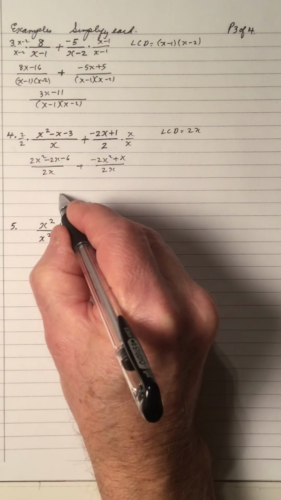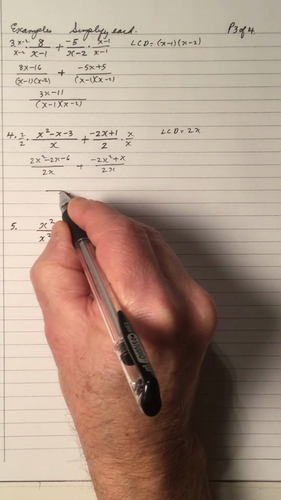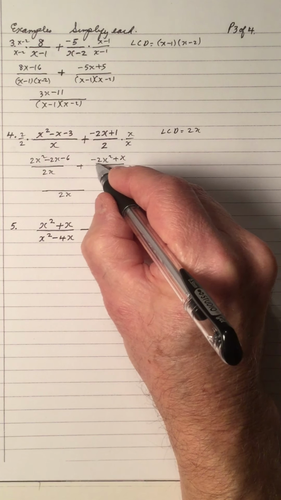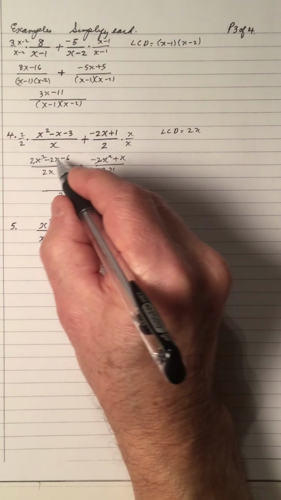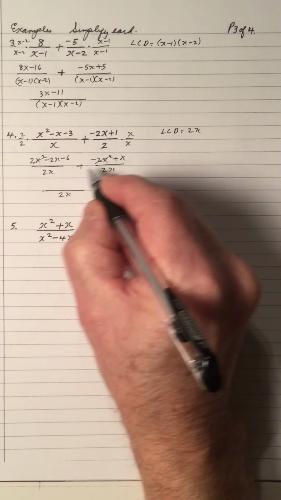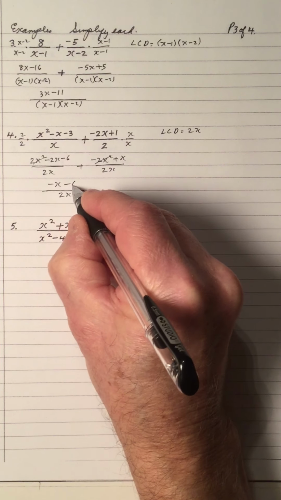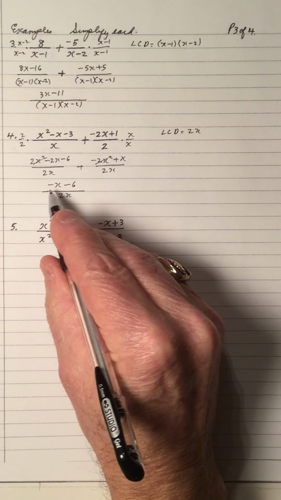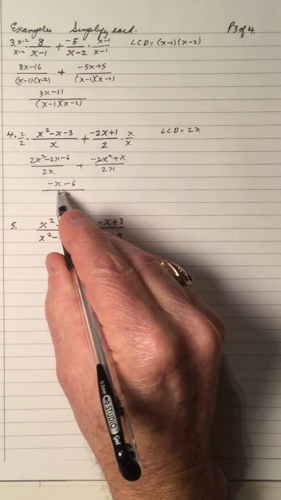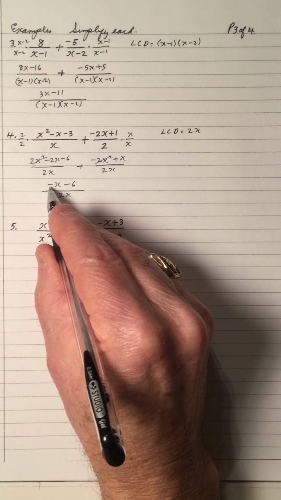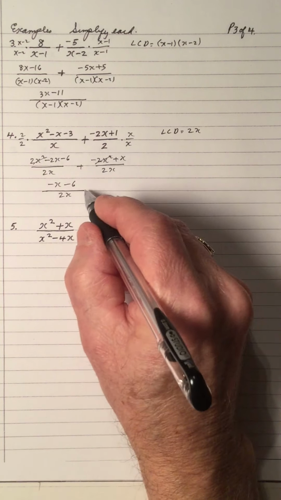I have a common denominator, 2x, add up. 2x squared, subtract 2x squared, cancels out. Negative 2x, add on x is negative x. And we have a negative 6. And the only way we can cancel the 2 and the x here is to have a factor of 2 and x on the top. So that's the final answer.